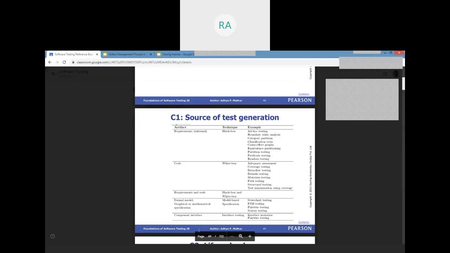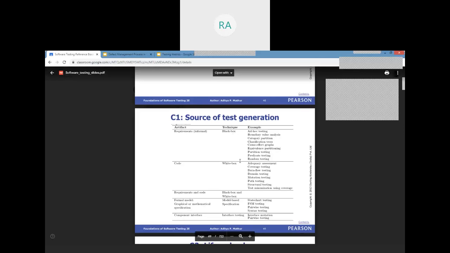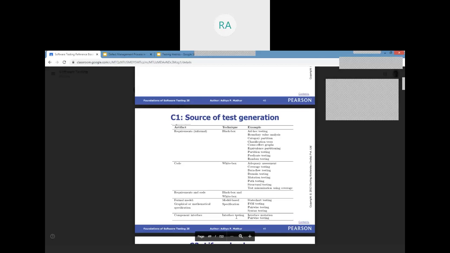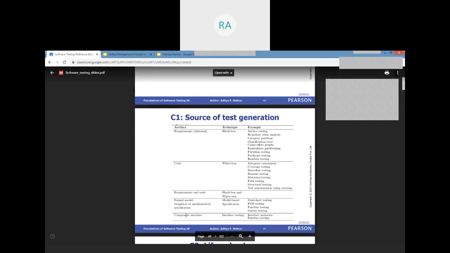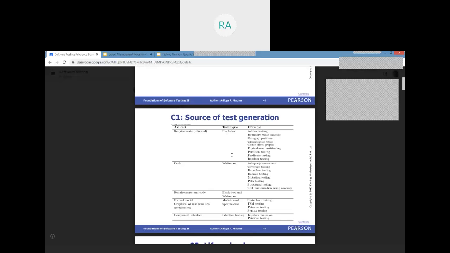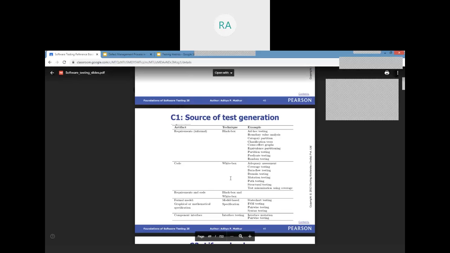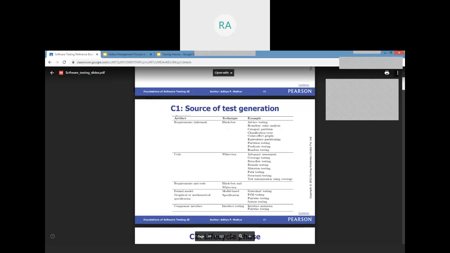Okay, after that, if the source of test generation is component interface, then the technique used will be interface testing. Here basically I am concentrating on the interfaces that I am using in order to connect two modules in my software. Okay, so we will not be looking into this much, but we will be studying these things in detail, black box testing and white box testing, in the forthcoming sessions.